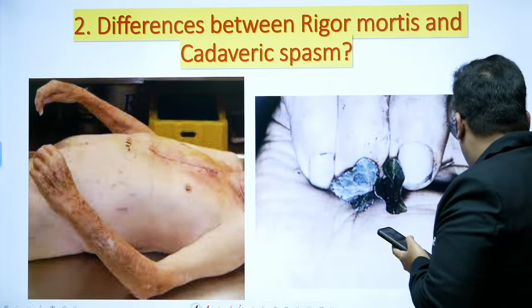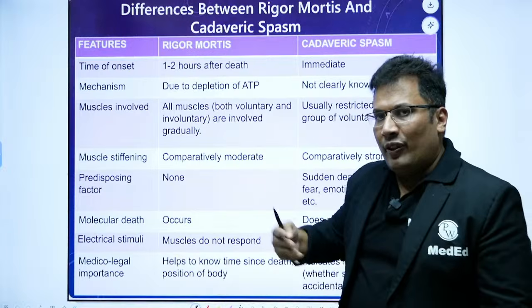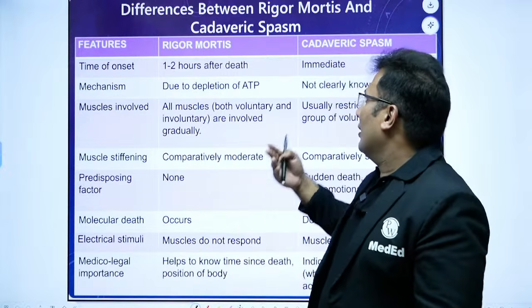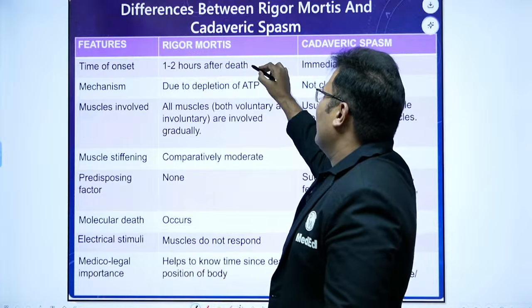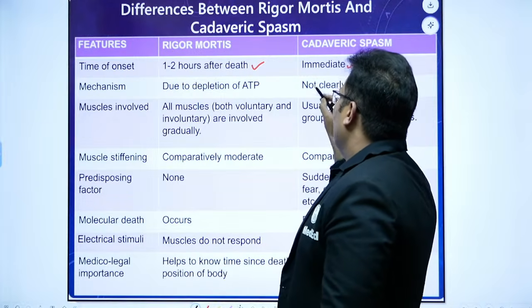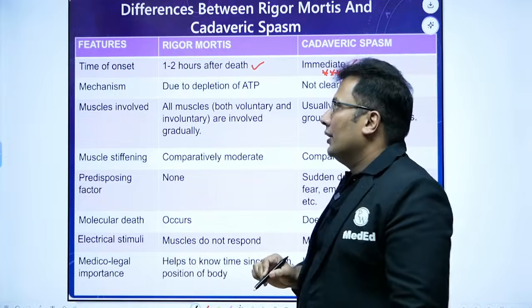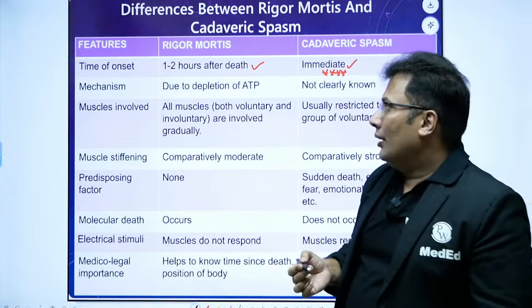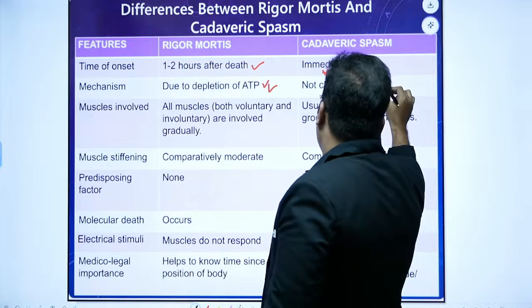So in the exam you need to write this table: differences between cadaveric spasm and rigor mortis. Time of onset: 1 to 2 hours in rigor mortis, here it is immediate. This is an important point. Mechanism: in rigor mortis it is due to depletion of ATP, here it is unknown.